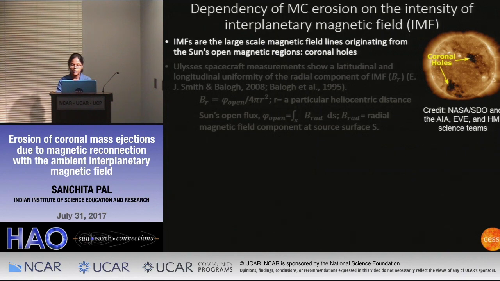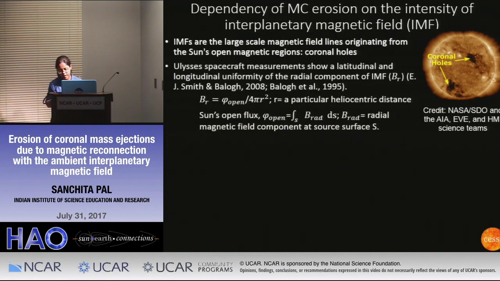We know that IMFs are the large scale magnetic field lines which originate from the coronal holes, and the Ulysses spacecraft observations showed that the radial magnetic field intensity of the IMF does not have any latitudinal or longitudinal variation all over the heliosphere. So one can calculate the IMF intensity at any heliocentric distance using the open flux of the Sun. If we know the open flux and the particular distance where we are trying to find the intensity of B_R, we can do it easily using this equation.